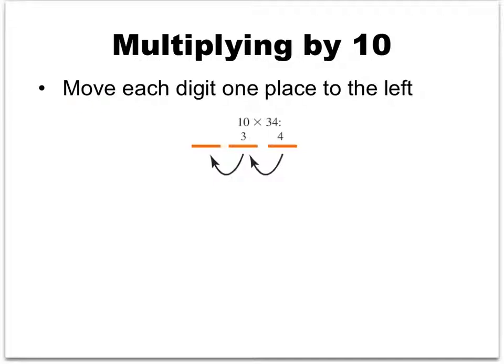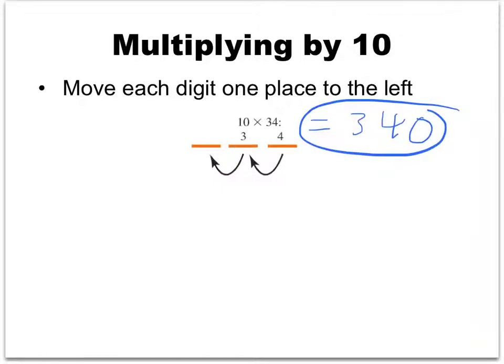And so this illustrates a more generic way of describing multiplying by 10, in that when we multiply by 10, we want to move each digit one place to the left. And so the 3 is going to get moved from the tens to the hundreds place, the 4 gets moved from the ones to the tens, and so 10 times 34 equals 340. We didn't simply add a 0 to the end, we moved each digit one place to the left.